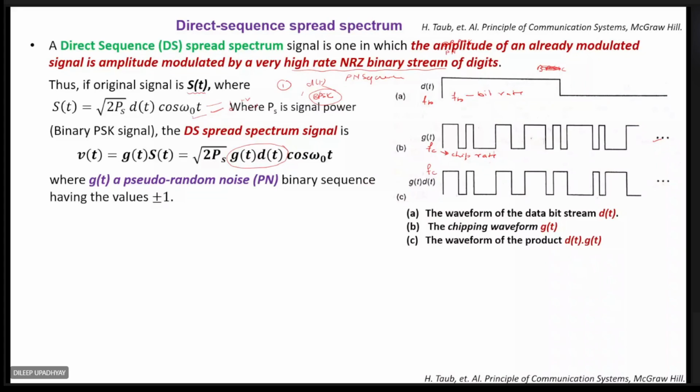Why do we call it the chip rate? Because the chip terminology is coming from there only. That is, this GT chops this DT into various chips. That's why this chip rate is used.